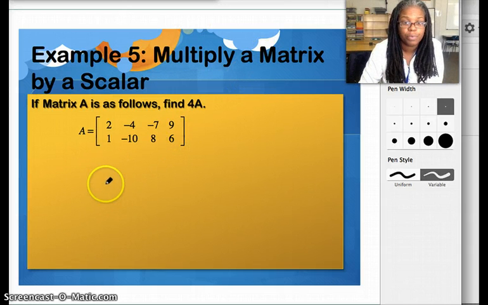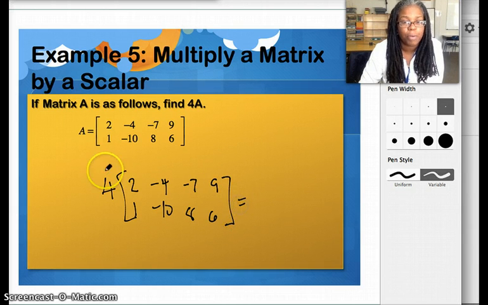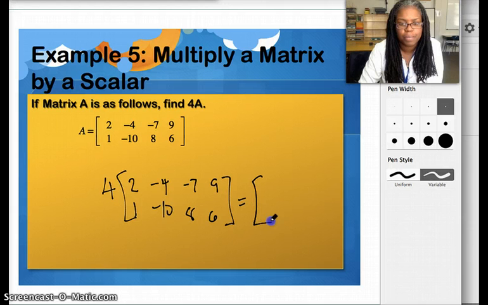what would 4A be? So 4A would be 4 times the matrix as you see it there, right? And so if I'm simply multiplying, this is going to really harken back to, it's not called this, but it's going to really look like the distributive property. I'm going to multiply 4 by each term in the parentheses. And notice when we do scalar multiplication, the dimension will also remain the same.